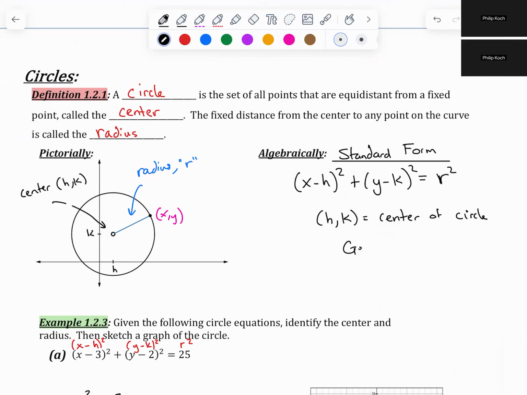And then general form is ax squared plus by squared plus cx plus dy plus e is equal to 0. So just expanded. You FOIL everything out and bring it all to one side. That's general form. To go from standard form to general form, you just need to simplify. And to go from general to standard, you have to complete the square.